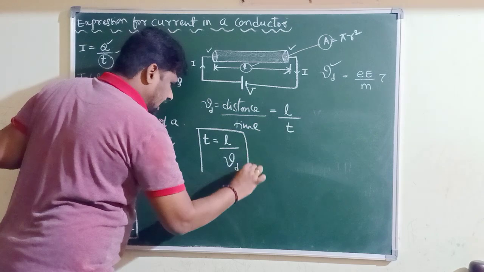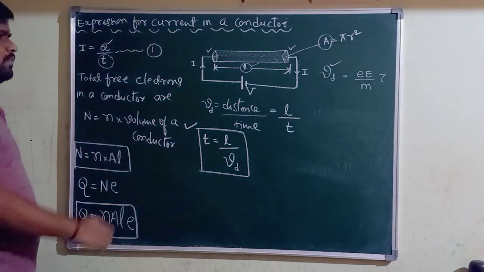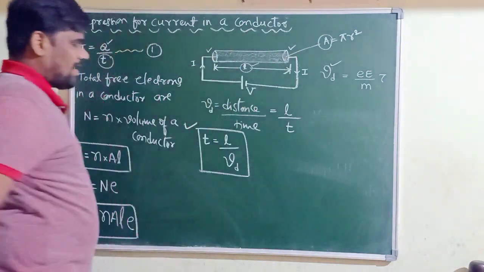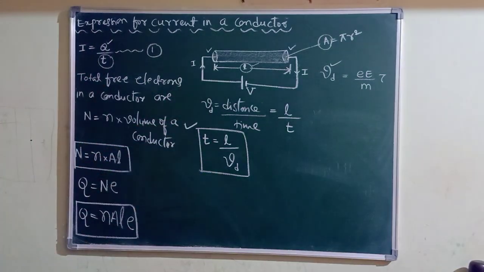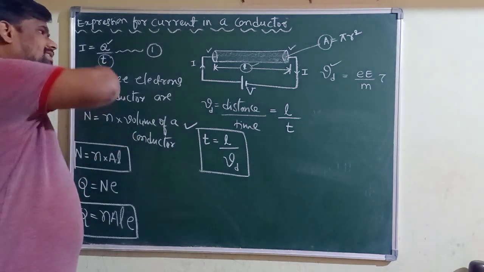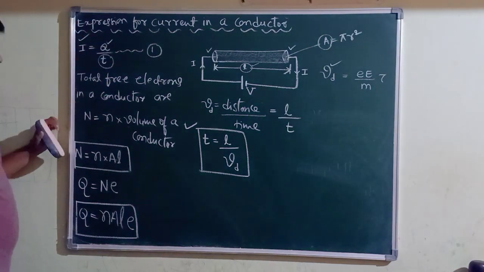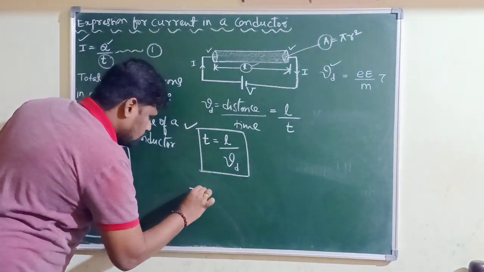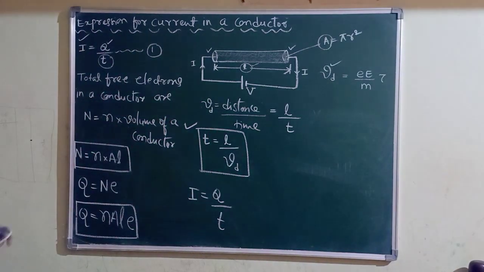What is T? Time taken by free electron to flow from one end of a conductor to what? Another end of a conductor is given by length of a conductor divided by what? Drift velocity. What we have estimated? We have estimated total charge flowing through a conductor. We have estimated how much time the charge is taking to flow across a conductor. Then the current in a conductor is given by I is equals to what? Q by T. Current in a conductor is given by I is equals to Q by T.